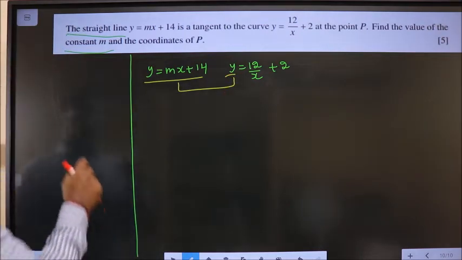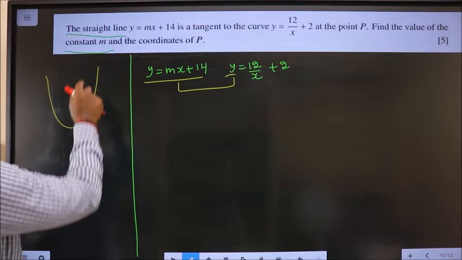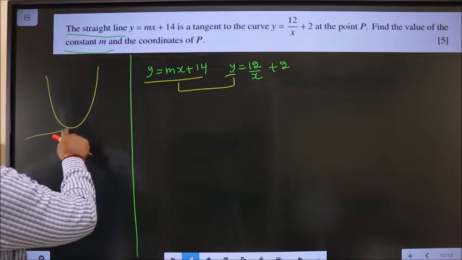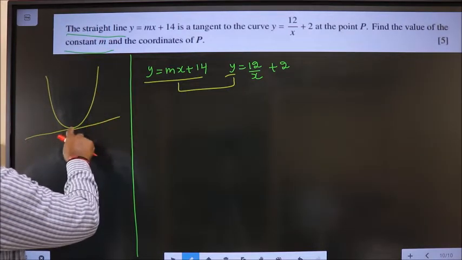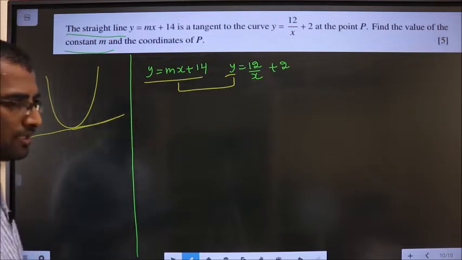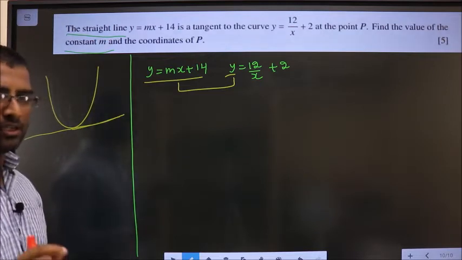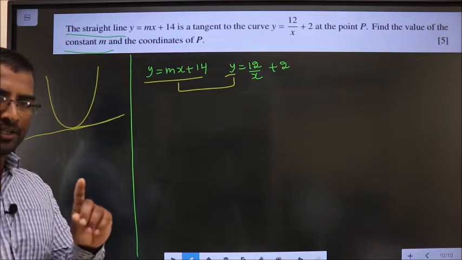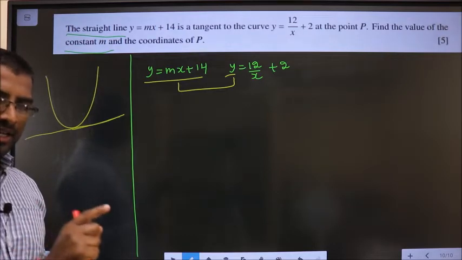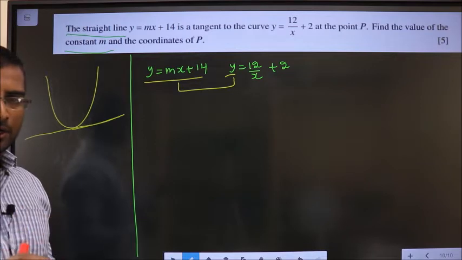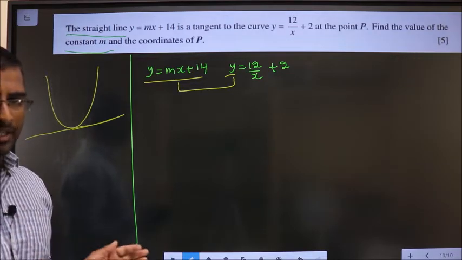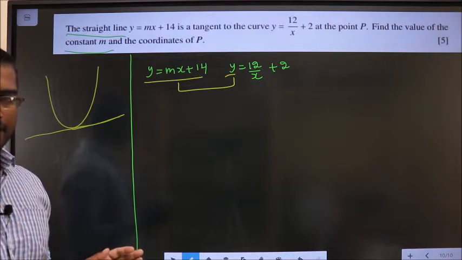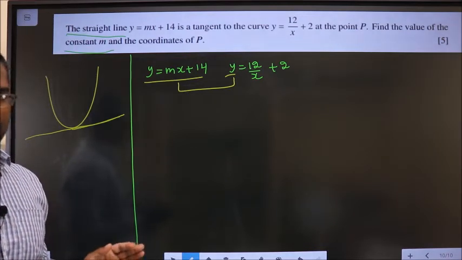See, if I assume this to be the curve and this line should be a tangent to the curve, that could only happen if the line is meeting the curve at only one point. Then only can we call it a tangent. Clear? Tangent means line intersecting curve at only one point. Remember that.